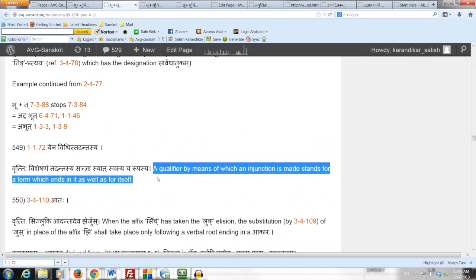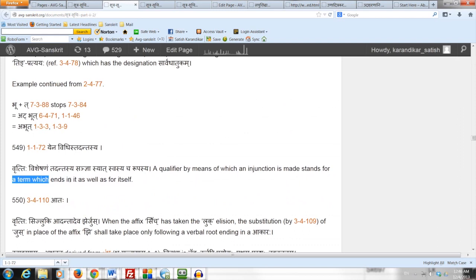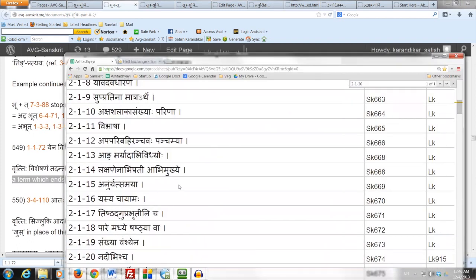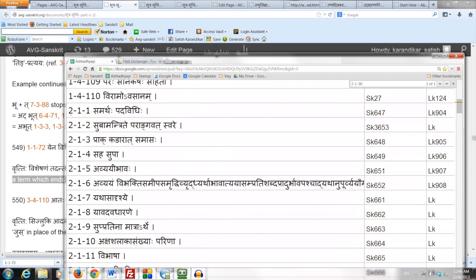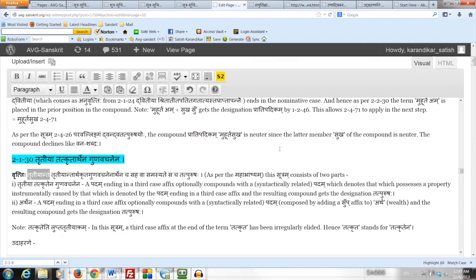And we also know by the Paribhasha Sutram Samarthah Padavidhih 2.1.1 that in order to form any compound, there has to be a syntactic relationship between the words entering into the compound. Otherwise, we cannot form a compound. That's why we say syntactically related padam.